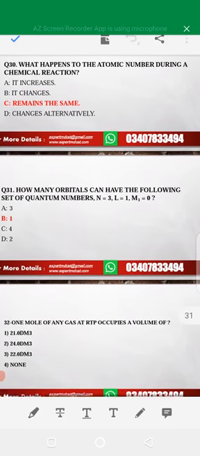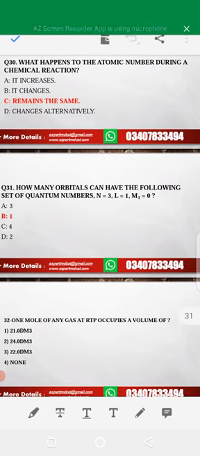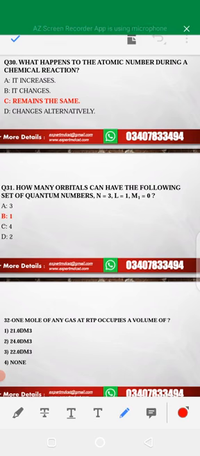Question number 31. How many orbitals can have the following set of quantum numbers? n is equal to 3, which means the third shell. l is equal to 0, meaning s subshell. m_l is equal to 0, meaning s orbital. So definitely it will have only one orbital. Option B is the correct answer.